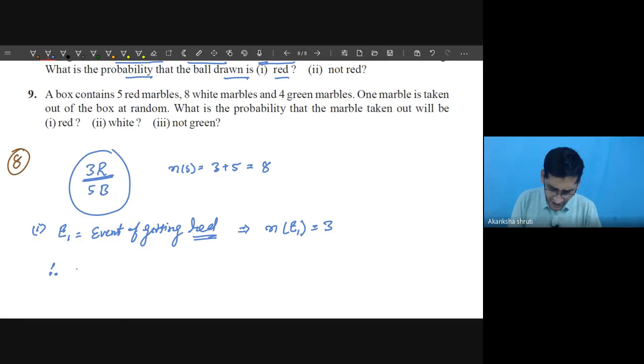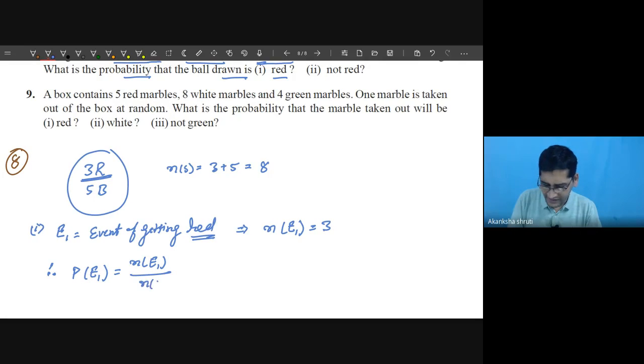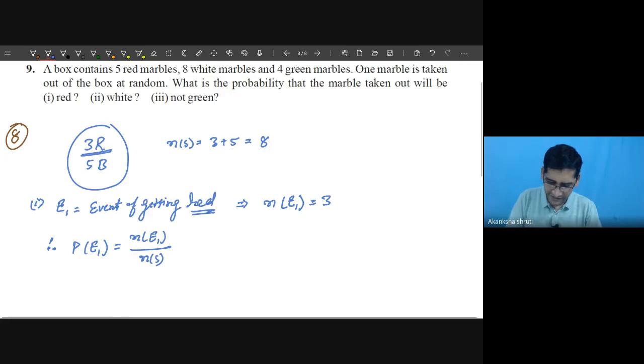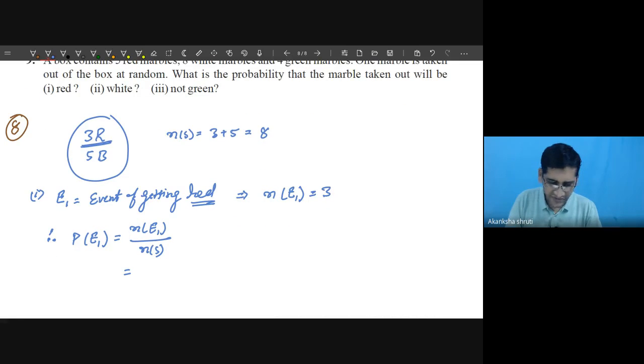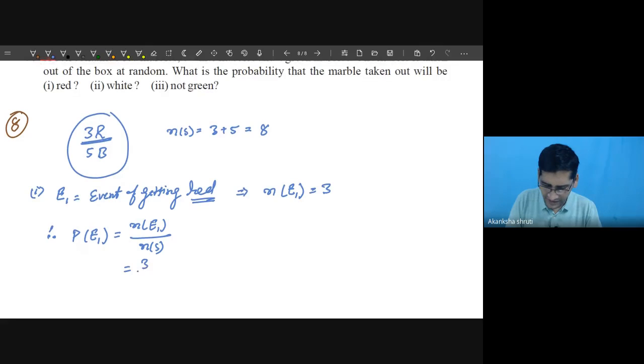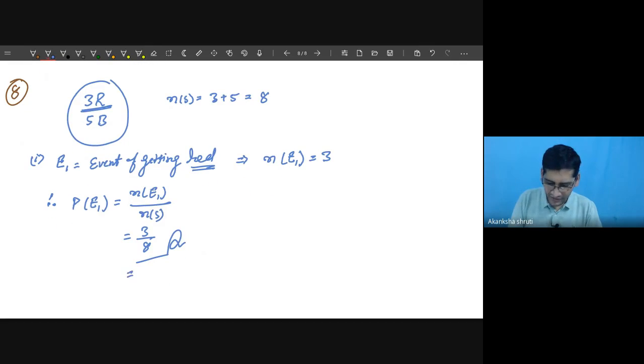Therefore, probability of E1 is N(E1) by N(S). After this, you have to substitute the value. It is 3 by 8. Here you can leave it, or you can divide it, or even multiply it by 100. So this way, or go for dividing.